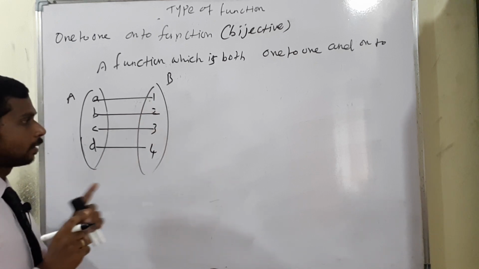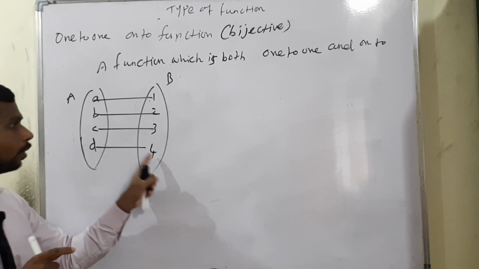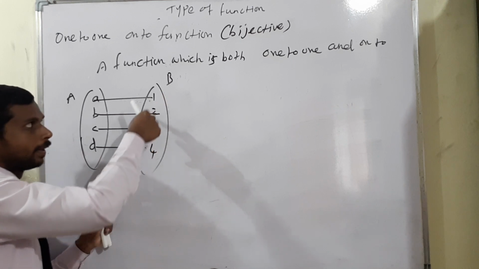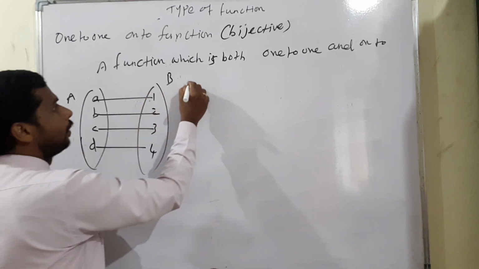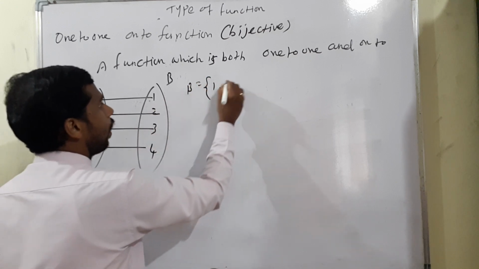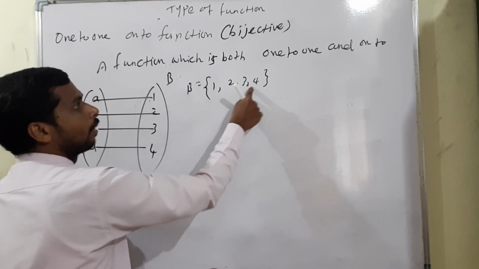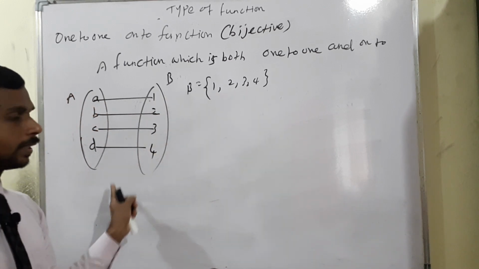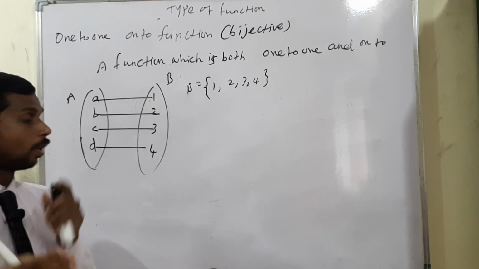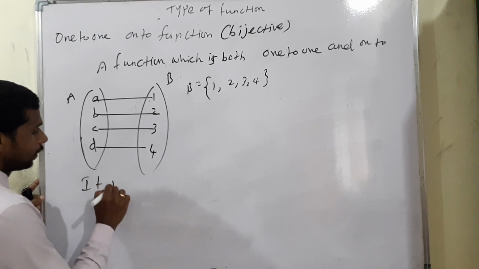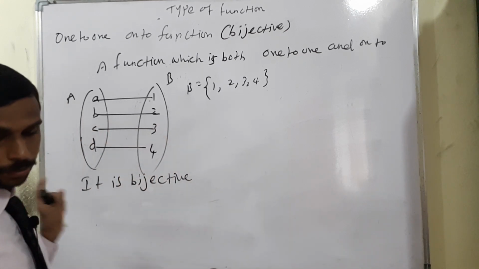Then onto, definitely we can say. Onto also, what is the meaning? The range of the function is equal to the codomain, that is, the number of range elements is equal to the number of elements in codomain. So the elements in B are 1, 2, 3, 4. So the number of range is equal to the number of elements in B. It will be equal, no? Therefore we can say it is onto also. So a function which is both 1 to 1 and onto, we can say it is bijective.